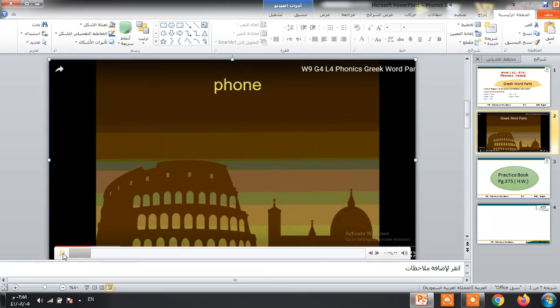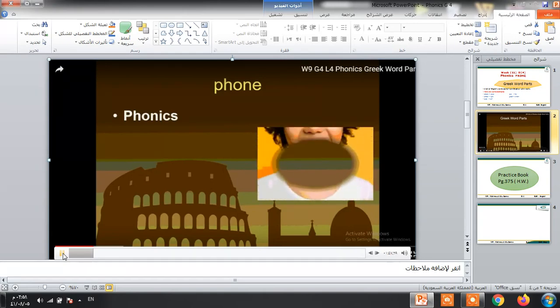Let's see some of the English words that we use today that have the root word phone in them. First word being phonics. Like today's lesson is phonics. We're learning how to produce sounds correctly. So the sounds coming from our vocal cords, in our throat, and using our mouth and tongue. These sounds are called phonics. How we produce sounds correctly to read and also to speak any language.